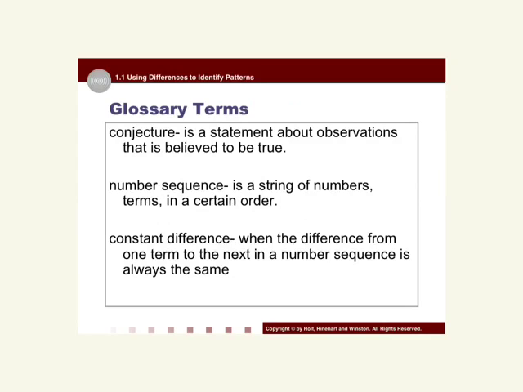Our second definition is a number sequence. A number sequence is a string of numbers or terms that are placed in a certain order. Our third definition is a constant difference. When the difference from one term to the next in a number sequence is always the same, we call that the constant difference.